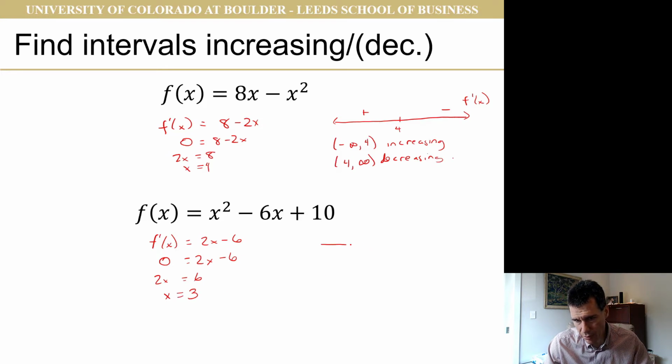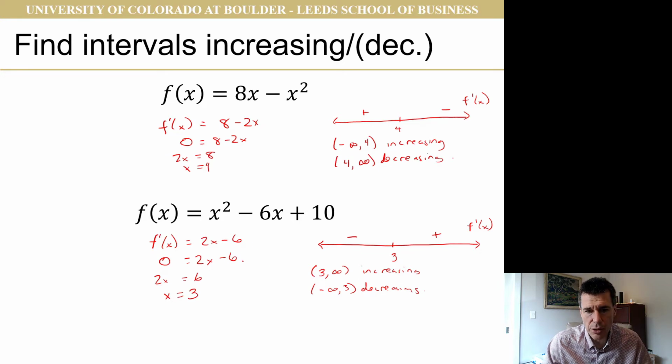And then I use my number line. f prime of x. 3 is when it can change. If I put in a really big positive number, 2x minus 6 is positive. So it's positive when it's greater than 3. And 2x minus 6 is negative when it's less than 3. So we've got 3 comma infinity, the function is increasing. And negative infinity comma 3, it's decreasing.